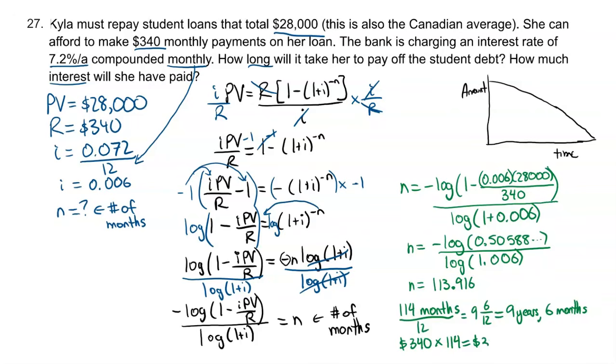Well, she paid $340 114 times. The last time might be a little bit less than $340 because we didn't quite get exactly 114, but it's around this number. So she pays $38,760 back, and she only borrowed $28,000. So that means she almost had $11,000 nearly in interest that she had to pay.